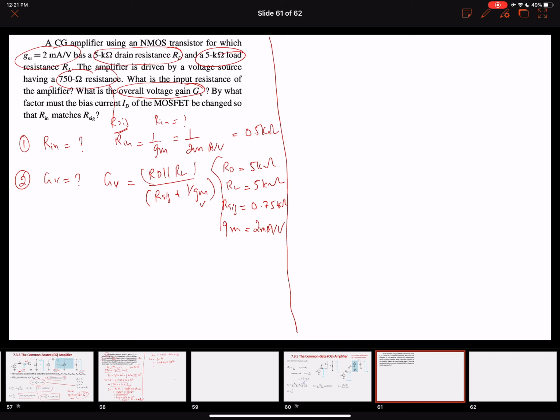If you put down all of these values over here, you can easily calculate the voltage gain, which will come out to be 2 volts per volt, right? So it is giving you an amplification factor of 2.